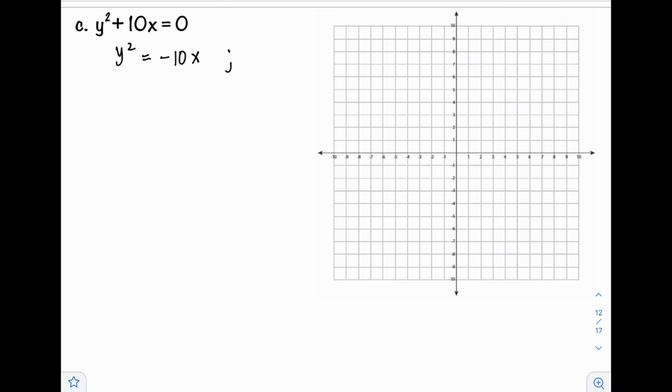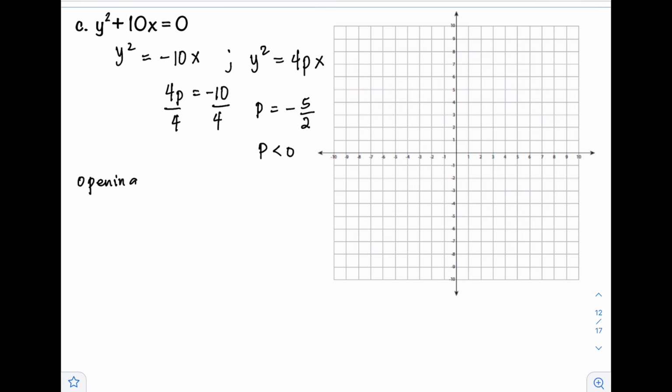Okay, so ang form natin dito is we have y squared equals 4px. Okay, then to solve for p, equate lang natin si 4p to negative 10. Then divide both sides by 4. So ang p natin dito is negative 5 over 2. Okay, so since ang p natin is less than 0, since negative yung value ng ating p, so ang opening ng ating parabola is opens to the left.